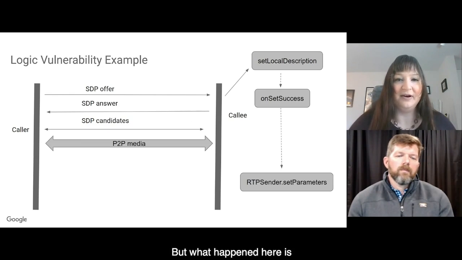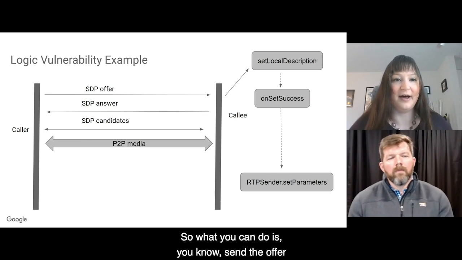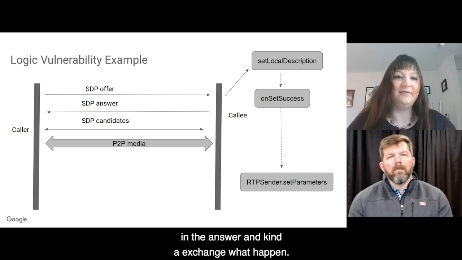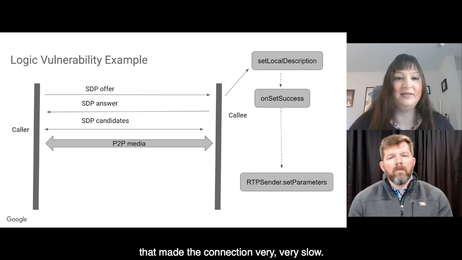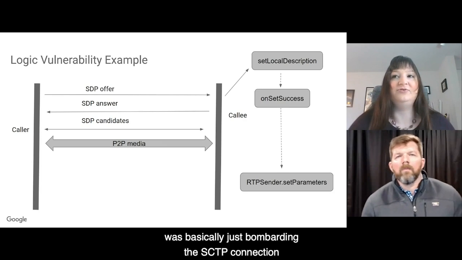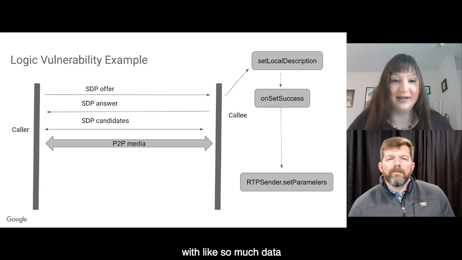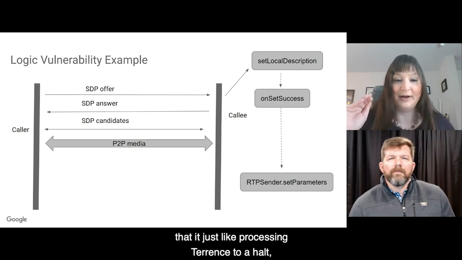But what happened here is these were all actually in threads. So what you could do is send the offer and the answer and candidate exchange would happen. And if you put stuff in there that made the connection very, very slow, and the thing I actually used was basically just bombarding the SCTP connection with so much data that processing churned to a halt.